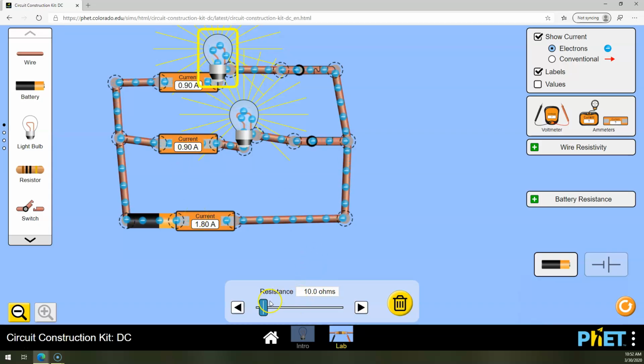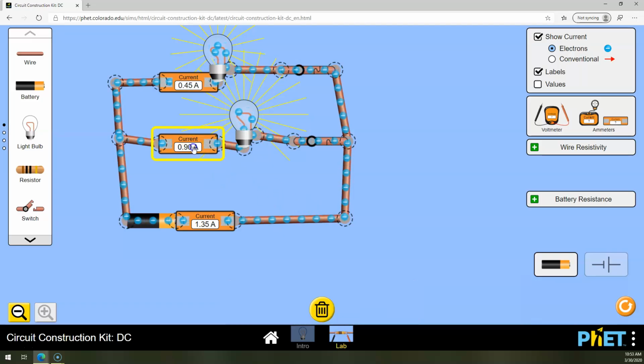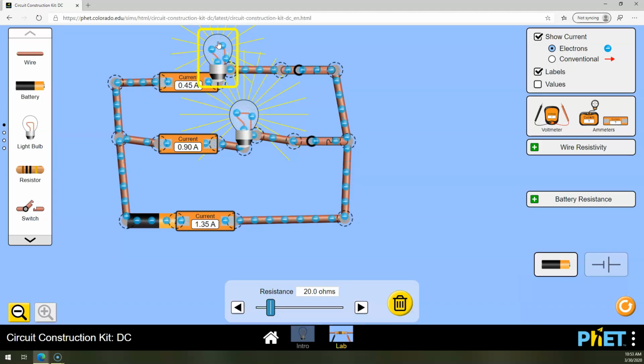Let's watch what happens when I raise this resistance. Maybe I'll raise it up to 20 ohms. I raised it up to 20 ohms. This one didn't change at all. Isn't that funny? Well, it didn't change because its voltage didn't change. Its resistance didn't change. So if those two things don't change, isn't that interesting that its current didn't change? But this one's current did change because its resistance did change. And so once again, 0.45 plus 0.9 equals 1.35.